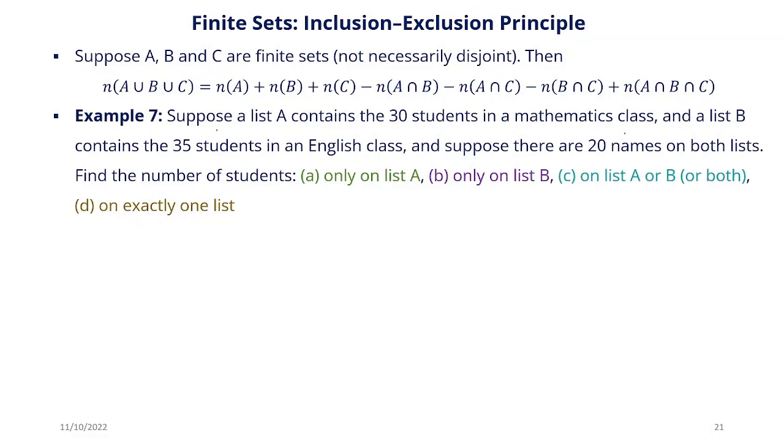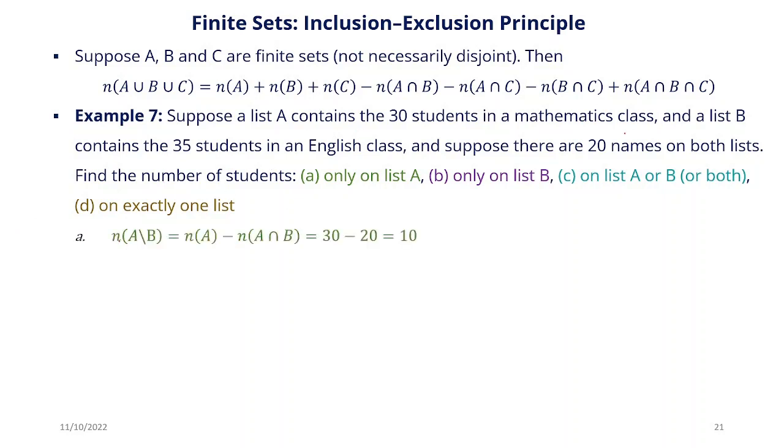Suppose a list A contains the 30 students in a mathematics class, and a list B contains the 35 students in an English class, and suppose there are 20 names on both lists. Find the number of students (A) only in list A, (B) only in list B, (C) on list A or B or both, and (D) exactly on one list. Now this is a simpler problem, which we will solve with the case for 2 sets.